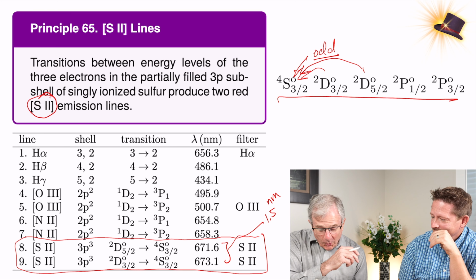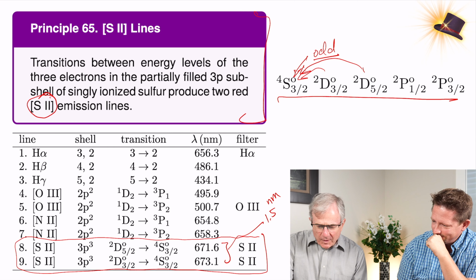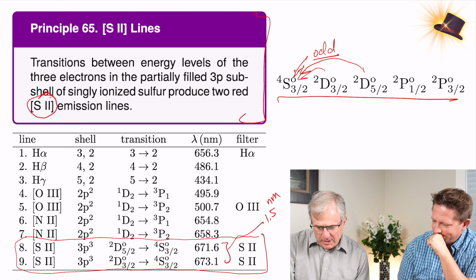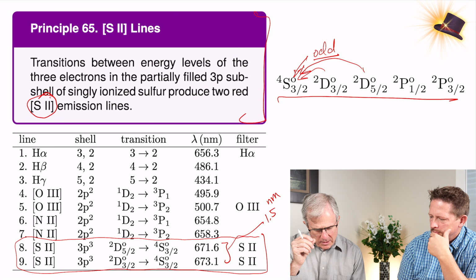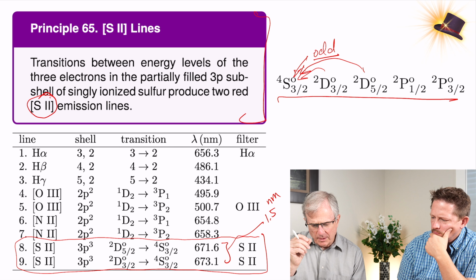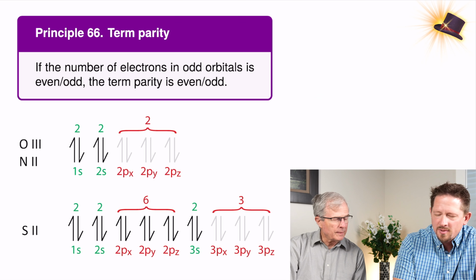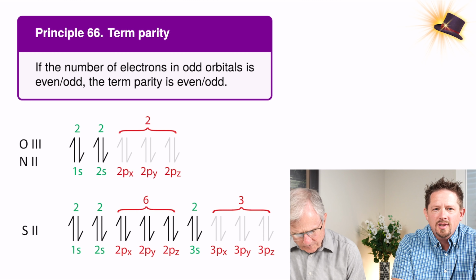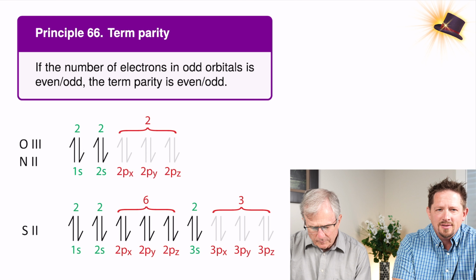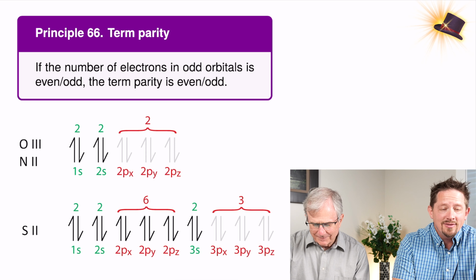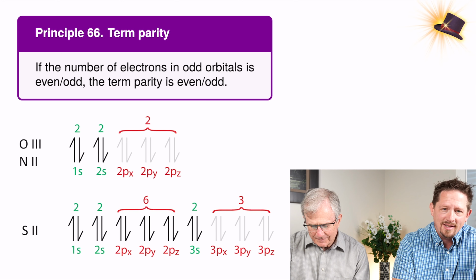But now you know that this is the essential physics right here. These are transitions between the partially filled subshells that create these emission lines. All right, principle 66. If the number of electrons in odd orbitals is even or odd, the term parity is even or odd.